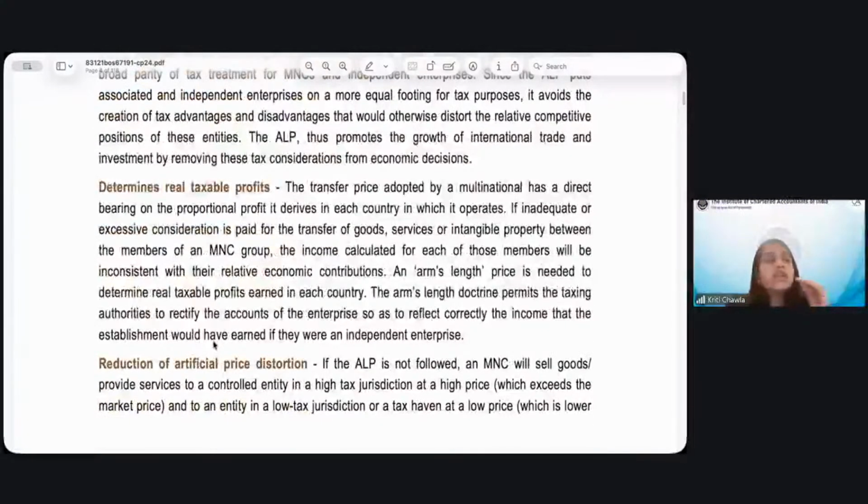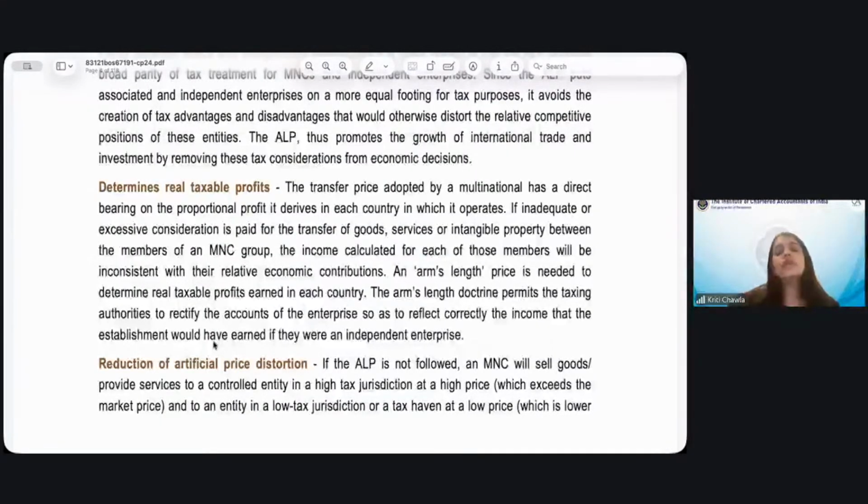Then it determines the real taxable profits. When I displayed the slide deck, there was a case study that we were discussing, which basically said that the profits were lesser because the related parties were dealing with their own whims and fancies. They were dealing at a price which was determined because of the relationship that exists between them. And that was not correct. This is the reason they apply something called the arm's length price. By using the arm's length price, which is how independent enterprises deal, it helps determine the real taxable profit.